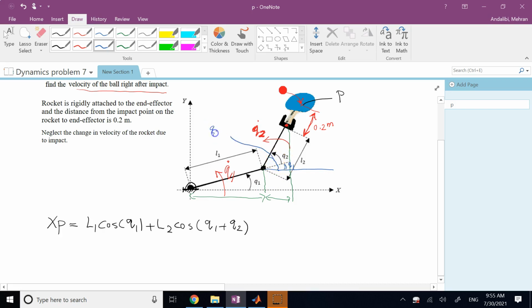So you have Q1 plus Q2. The absolute angle of link number 2 is Q1 plus Q2 because Q2 is a relative angle. It's from the extension of link 1 to link 2. So the absolute angle of link 2 is the sum of the two angles. So that's L2 cosine of Q1 plus Q2. This is L1 cosine of Q1.